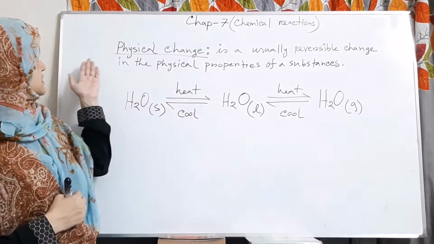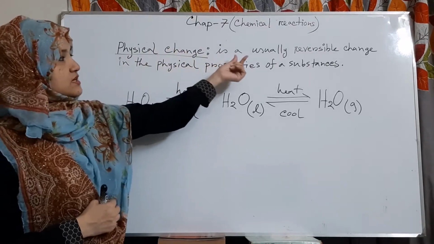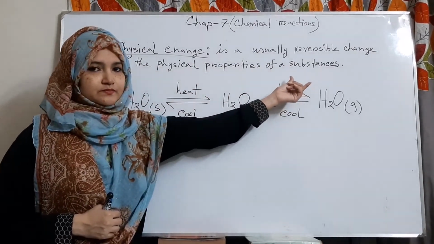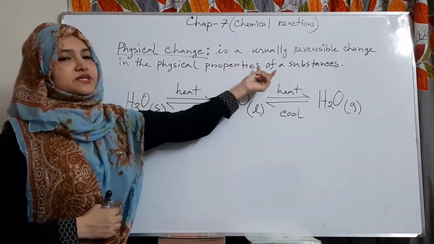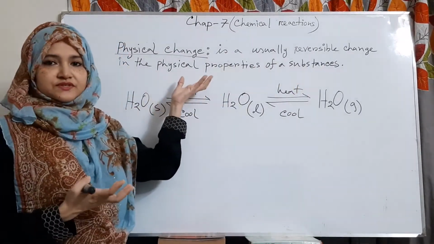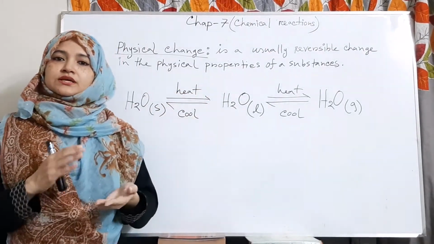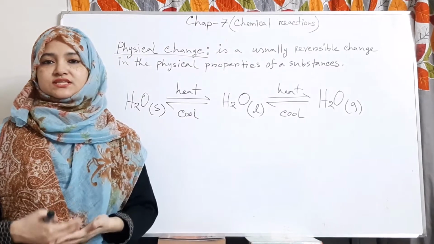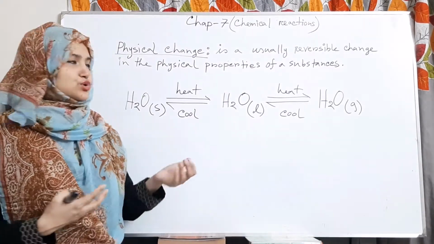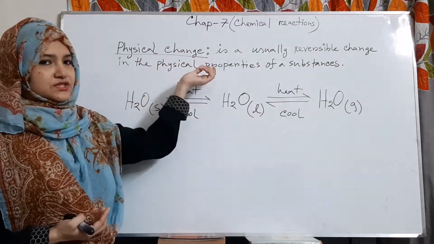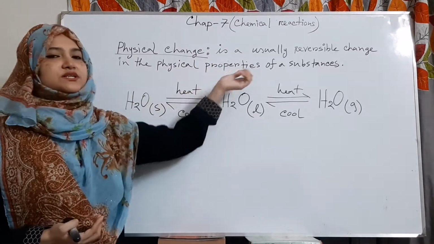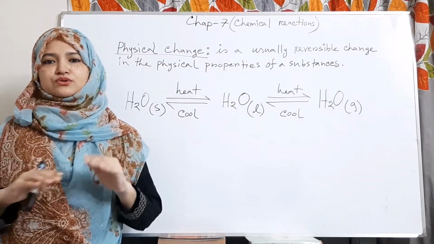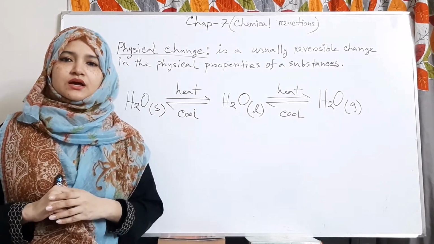We can define physical change as a usually reversible change in the physical properties of a substance, only in the physical properties. What are the physical properties of any substance? We know about that: the melting, boiling, freezing of any substance, and the strength or density, color, volume, size, shape, etc. are known as physical properties. During a physical change, only the physical properties of a substance change, and no new compound, no new chemical substances form.